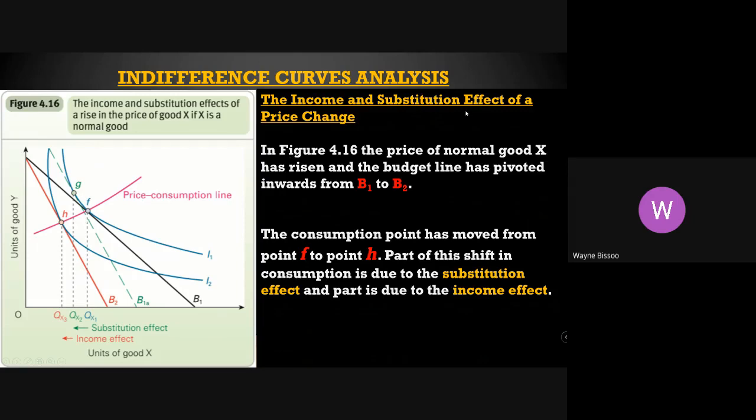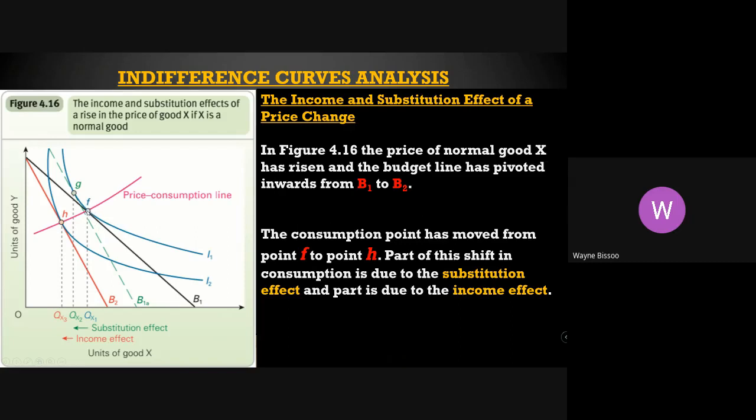The income and substitution effect of a price change. In figure 4.16, the price of a normal good, X, has risen, and the budget line pivots from B1 to B2. Notice that the budget line has pivoted inwards, meaning that the price went up. The consumption point has moved from point F to point H. Part of this shift in consumption is due to the substitution effect, and part is due to the income effect.